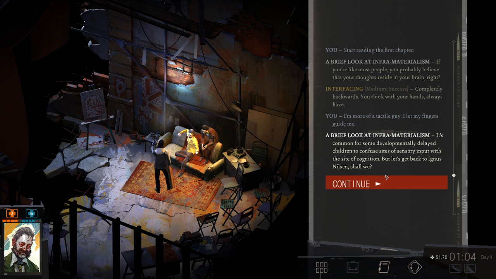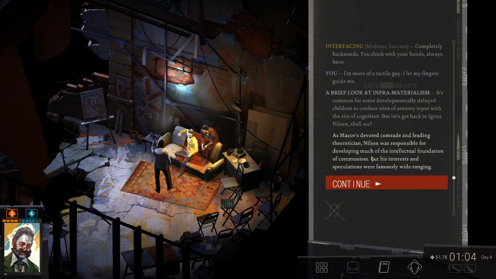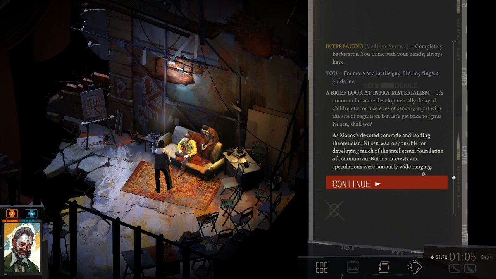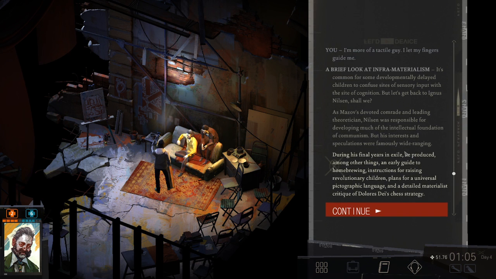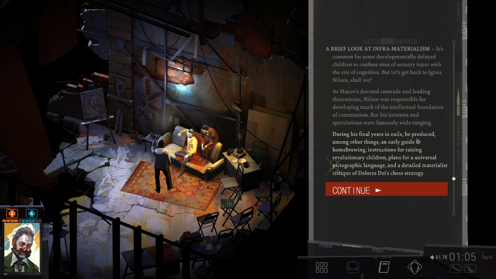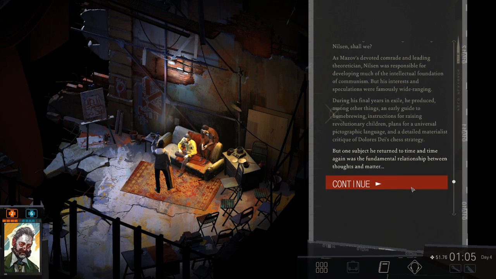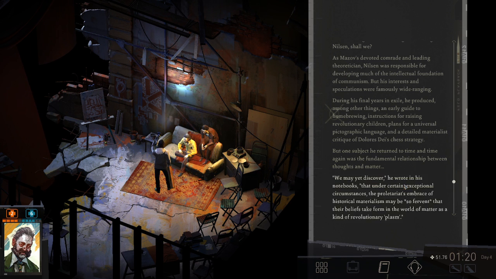But let's get back to Ignace Nilsson, shall we? As Mazov's devoted comrade and leading theoretician, Nilsson was responsible for developing much of the intellectual foundation of communism, but his interests and speculations were famously wide-ranging. During his final years in exile, he produced, among other things, an early guide to homebrewing, instructions for raising revolutionary children, plans for a universal pictographic language, and a detailed materialist critique of Dolores Day's chess strategy. But one subject he returned to time and time again was the fundamental relationship between thoughts and matter.